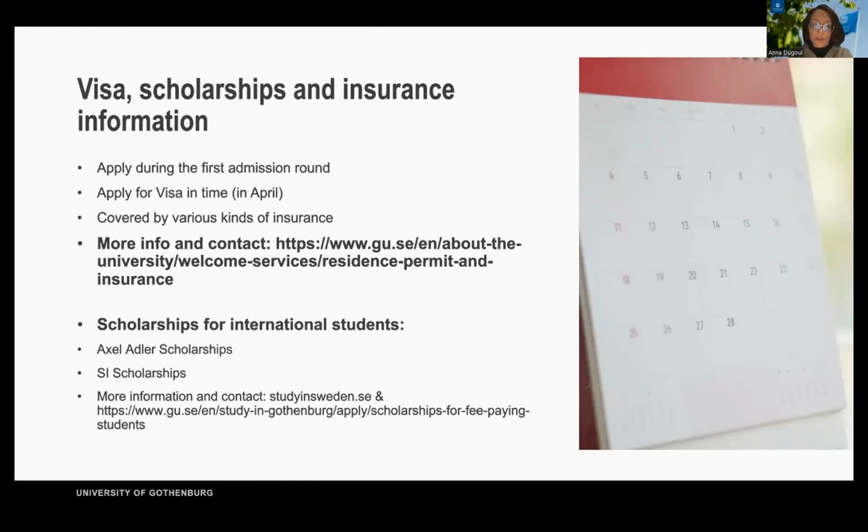Concerning the scholarships, we have, for example, the Axel Adler Scholarship or the Swedish Institute Scholarship. You have to be very careful of their requirements. For example, for the Axel Adler Scholarship, you need to have Gothenburg University as your first choice, and you need to apply in the first round. But again, if you want more information, you can find it on studyinsweden.se or on the GU website.